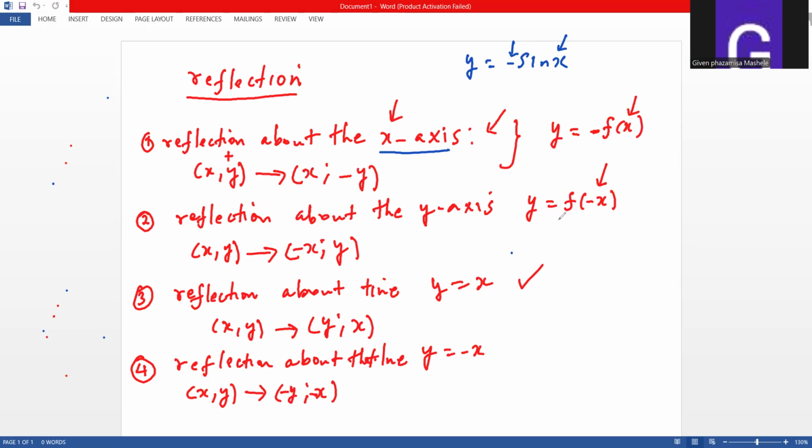But when we have, let's say, y equals to sine of negative x, what is it that has been affected? It is the x. The x is being affected by the minus. So this is a reflection about the y-axis. Why the y-axis? The y does not change. What is going to change is the x. So it's very, very important for you to know these transformations.